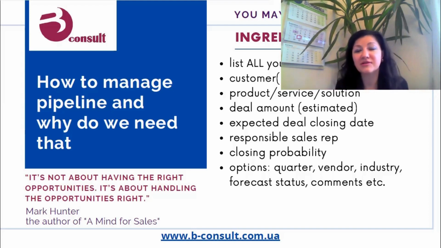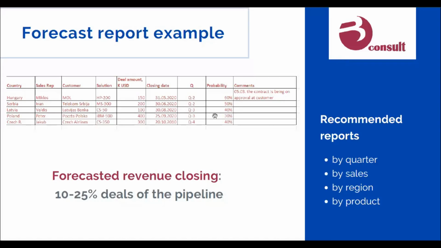Then we have some options that we can use in the pipeline. I always put quarters because I also estimate our pipeline within the quarter to understand how much revenue we will get. If it is a multi-vendor company, I put the vendor. If it is services, I put services. If it is product, I put product. You can also use industry. Your CRM also allows you to put industry if you need some industry analytics.